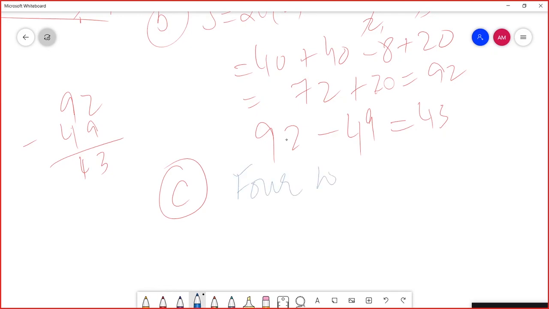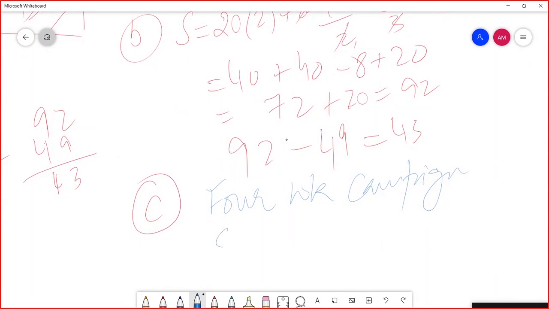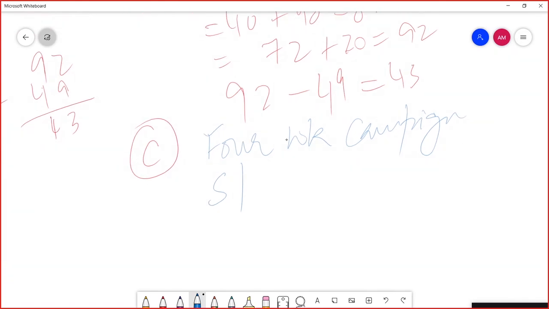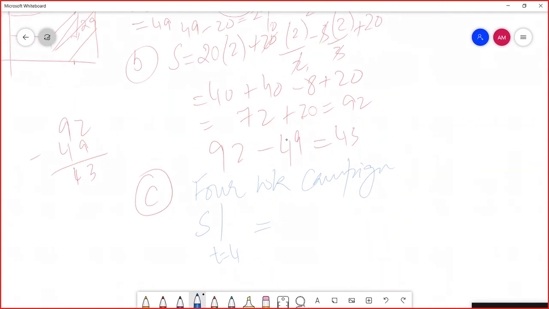You substitute 4 into the equation, so S equals 20 in brackets 4 to the power of... Can you do that? So I'm just writing it like this: S at t equal to 4. So what is this equal to? My calculator is out of battery. Okay, I thought you can directly put it in the ClassPad.